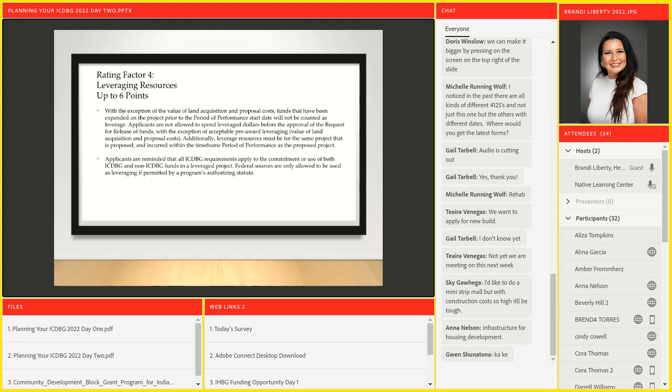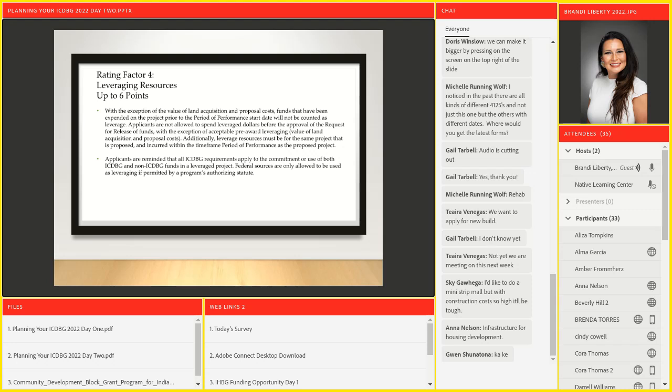With the exception of the value of land acquisition and proposal cost, funds that have been expended on the project prior to the period of performance start date will not be counted as leverage. Applicants are not allowed to spend leverage dollars before the approval of the request for release of funds, with the exception of the acceptable pre-award leveraging, which is the value of land acquisition or the proposal cost. So until you get your release of funds following the environmental review process, you cannot touch your leverage either.